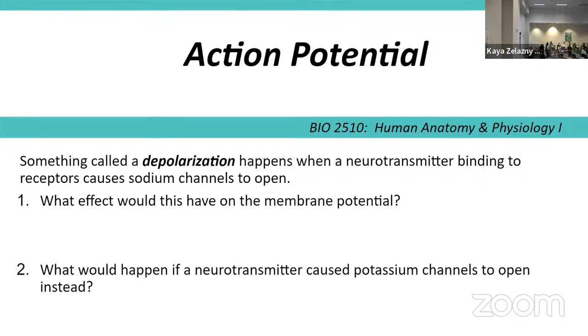So we're gonna start off class today by remembering what depolarization is and thinking about what happens when sodium channels open. Next, I'm gonna ask you to think about what happens if potassium channels open. You can write this in words. I like drawing, so when I explain and review this with you, there's probably going to be a little bit of drawing going on, but I'll give you a minute to do this.